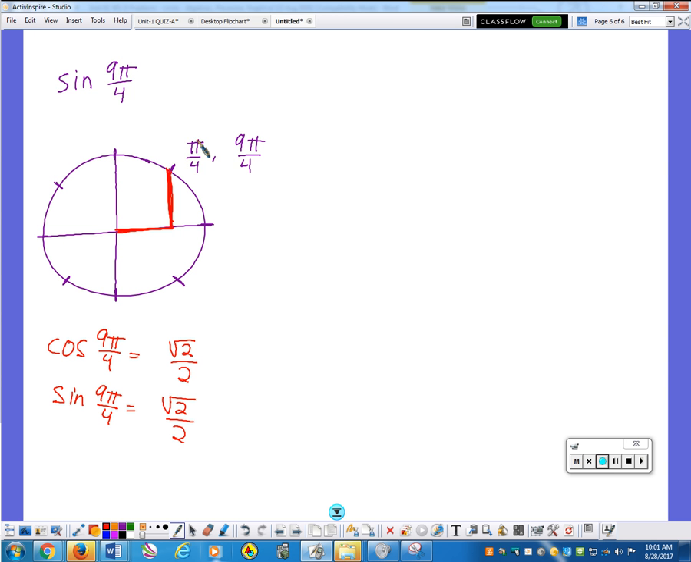The idea is that the back and forth distance is the x coordinate, and the cosine values are always x coordinates on the circle. The up and down are y coordinates.